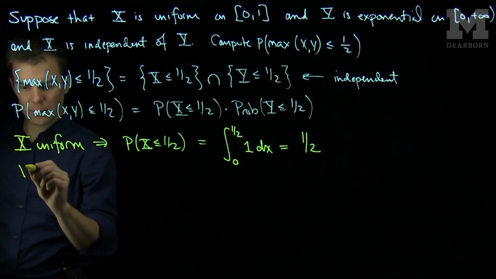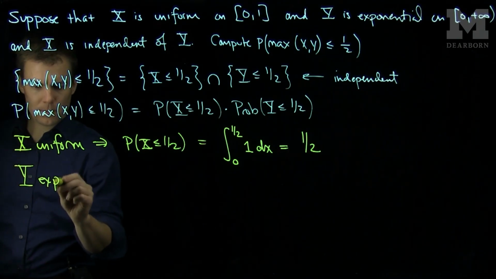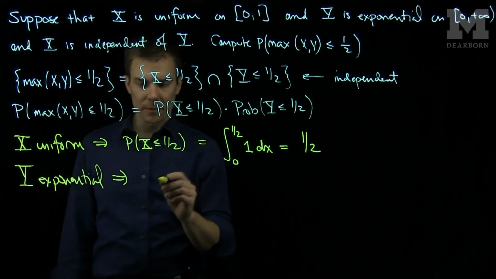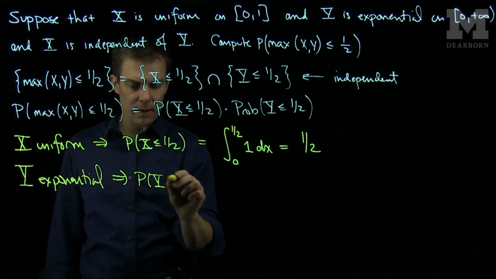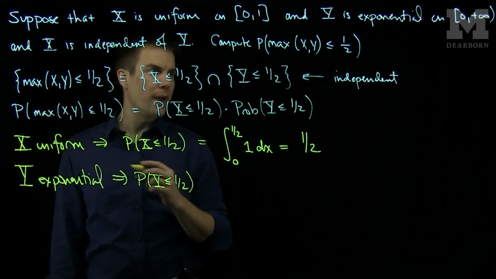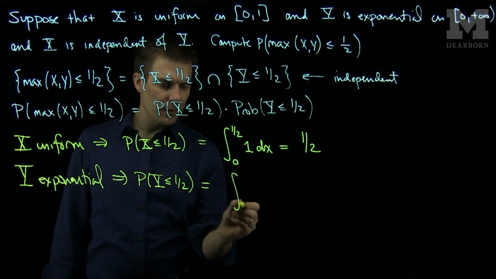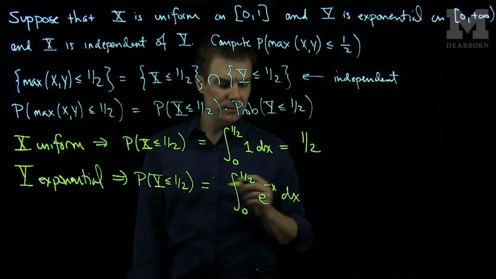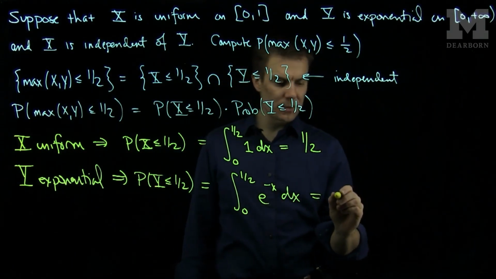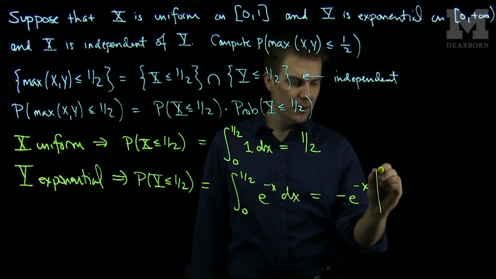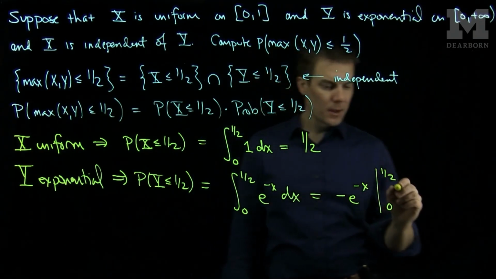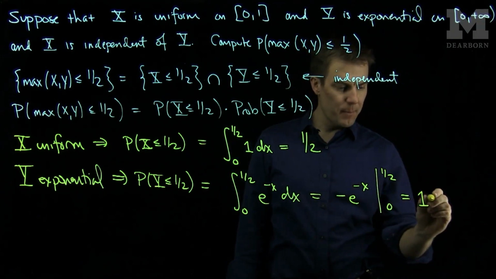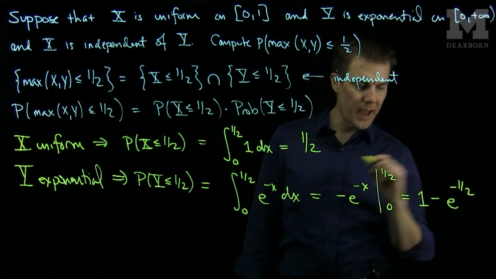We know that Y is exponential, and this implies that the probability that Y is less than or equal to 1/2 will be the integral from 0 to 1/2 of e to the negative x dx. An antiderivative of this is going to be negative e to the negative x from 0 to 1/2. And so we see that this will be equal to, I'll plug in the top and the bottom with a negative sign, that will give me a 1, minus e to the negative 1/2.